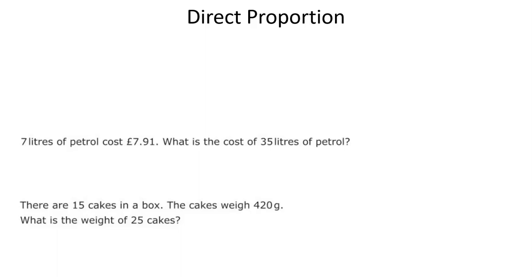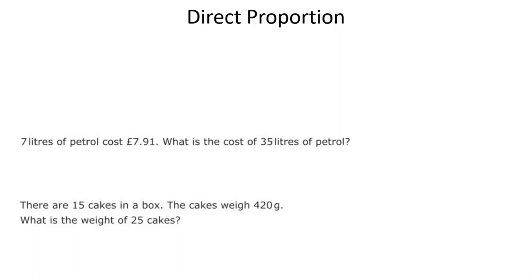Hello, and this time we're looking at direct proportion calculations. Direct proportion is when one thing gets bigger and the other thing gets bigger in the same proportion, by the same amount. It's kind of like an enlargement, where if it gets twice as tall, it gets twice as wide. It's the same thing.